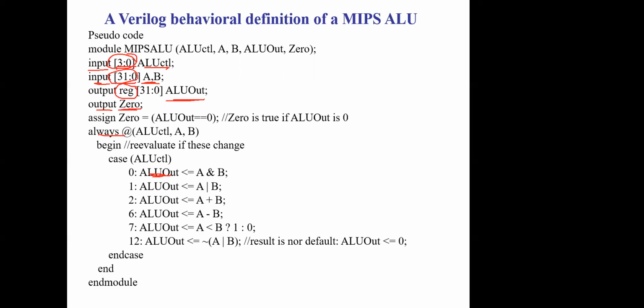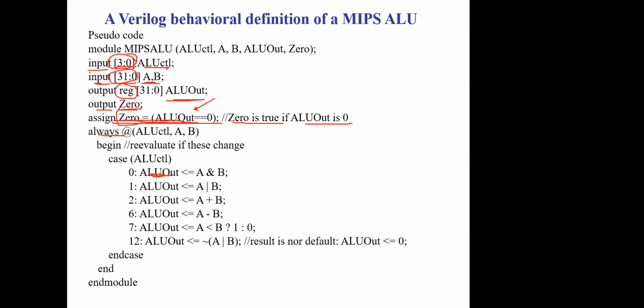So the zero is true if the ALU output is 0, and this is how I will write it. As soon as ALU output is 0, the zero will be equal to 1. This is how it needs to be written in the Verilog. All of these things, by the way, will be helpful in implementing your lab.